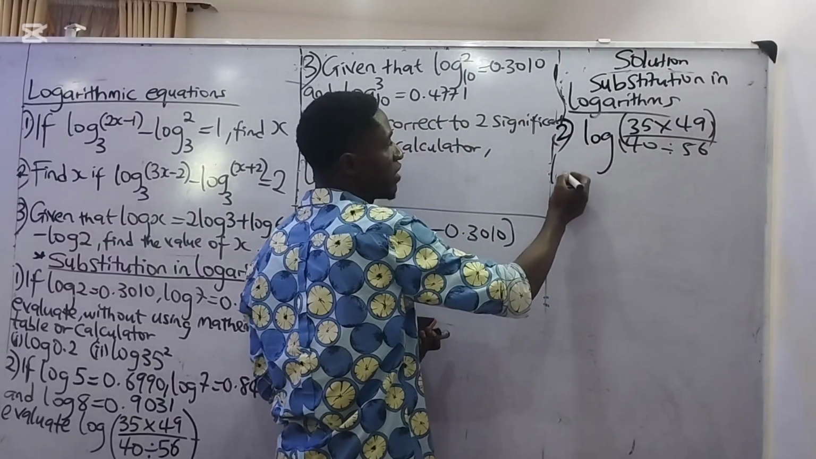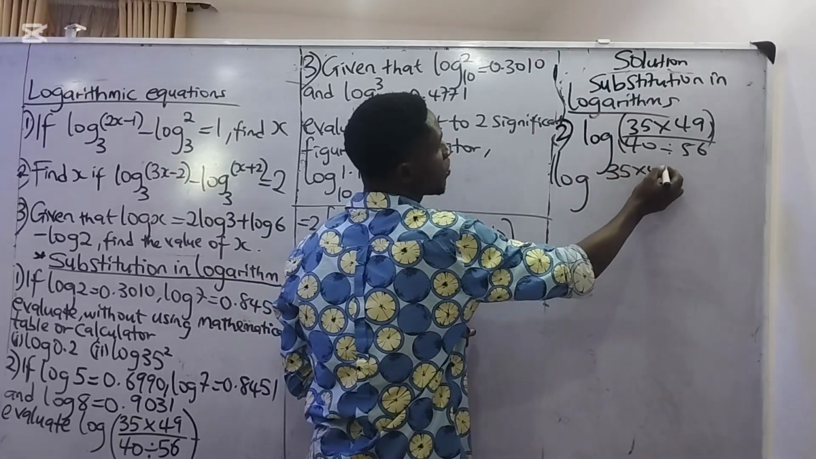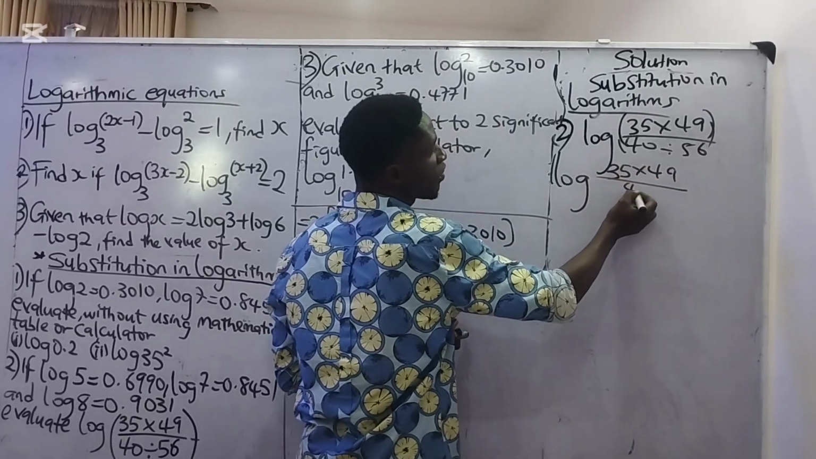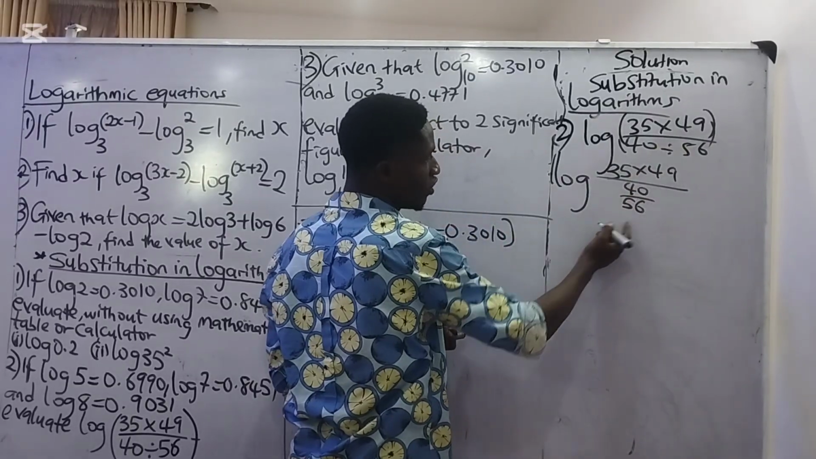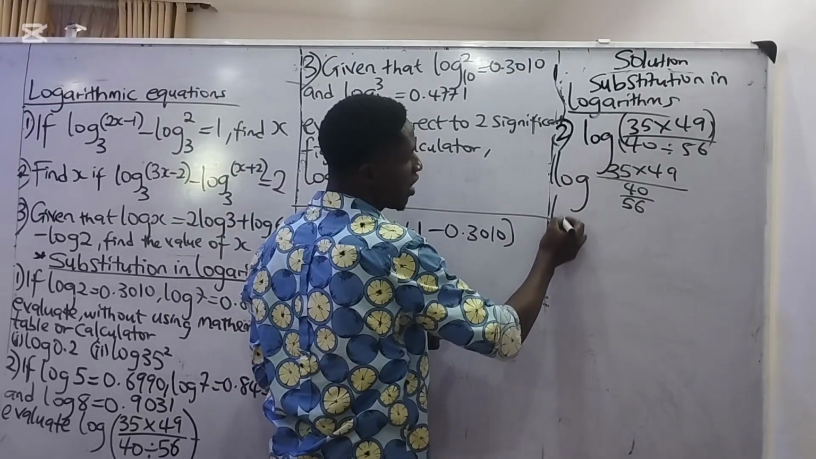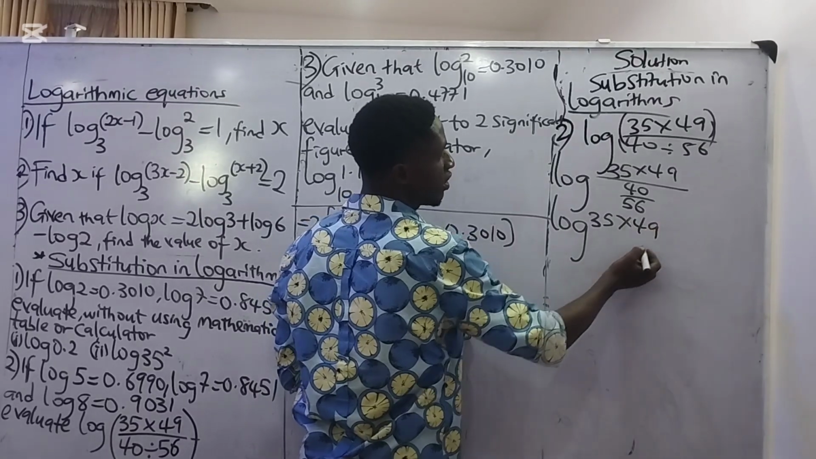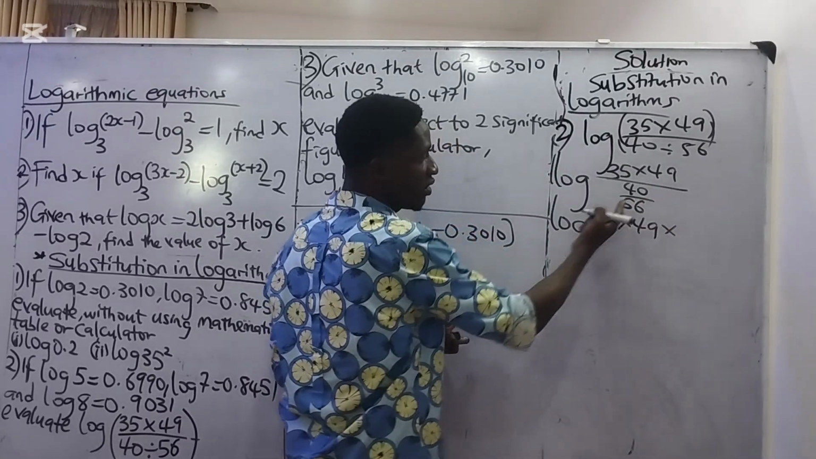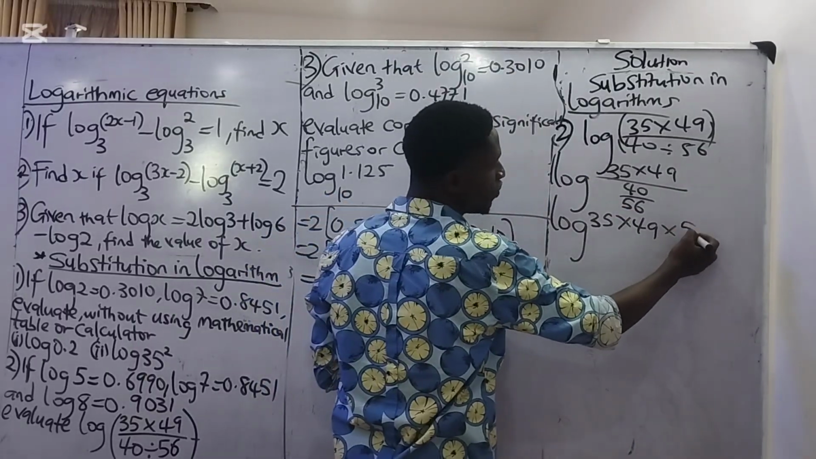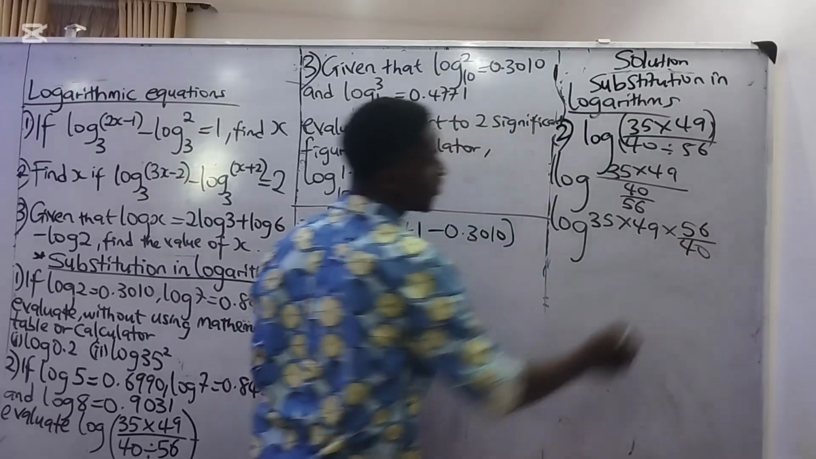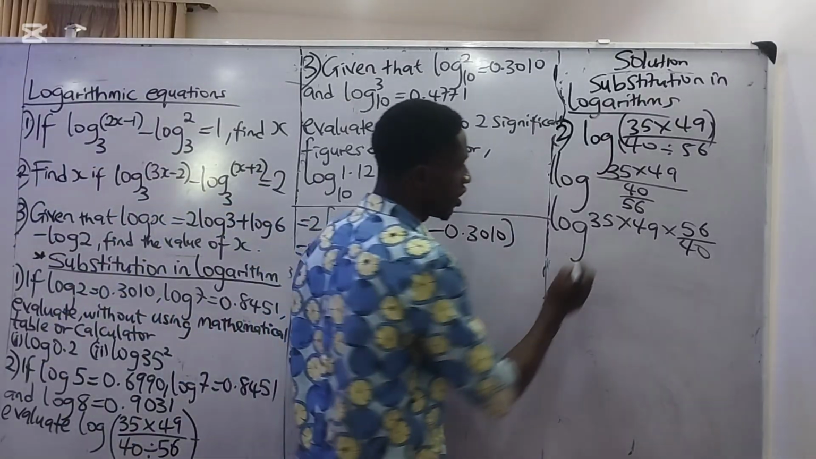So we have to simplify first. This is log 35 times 49 all over, this is like 40 over 56. This division means over. So let's simplify further. We have log 35 times 49. When you put times for this thing, 56 will go up, 40 will come down. So we have 56 over 40.